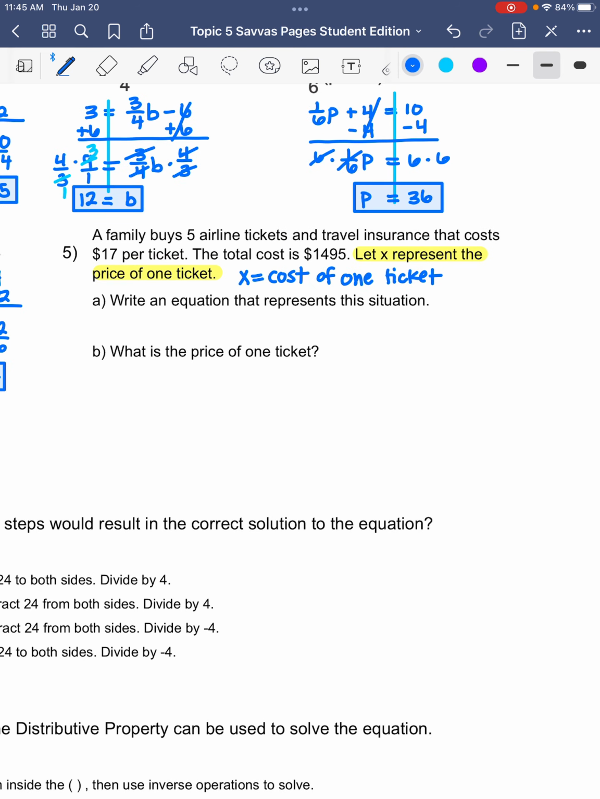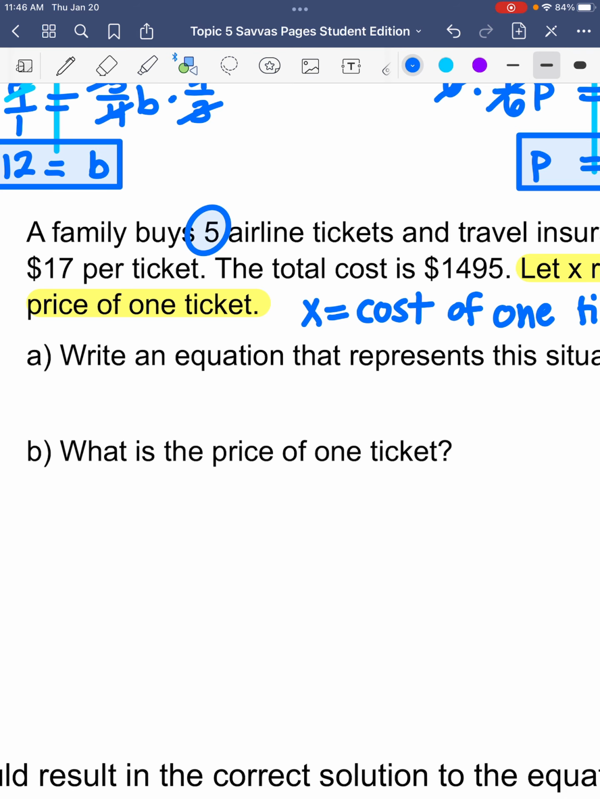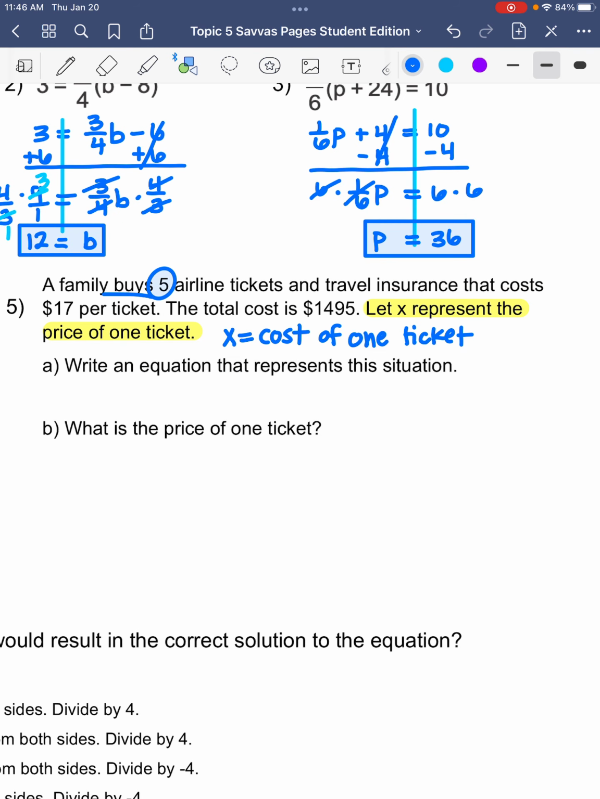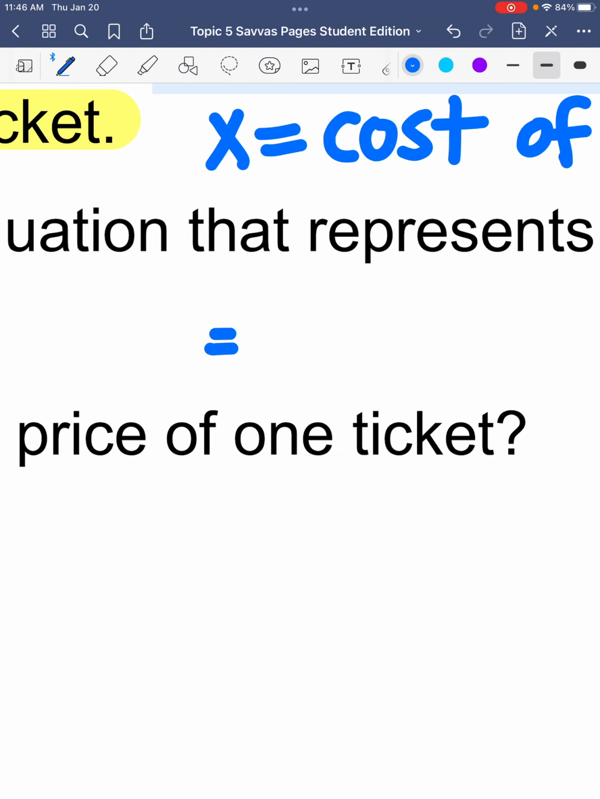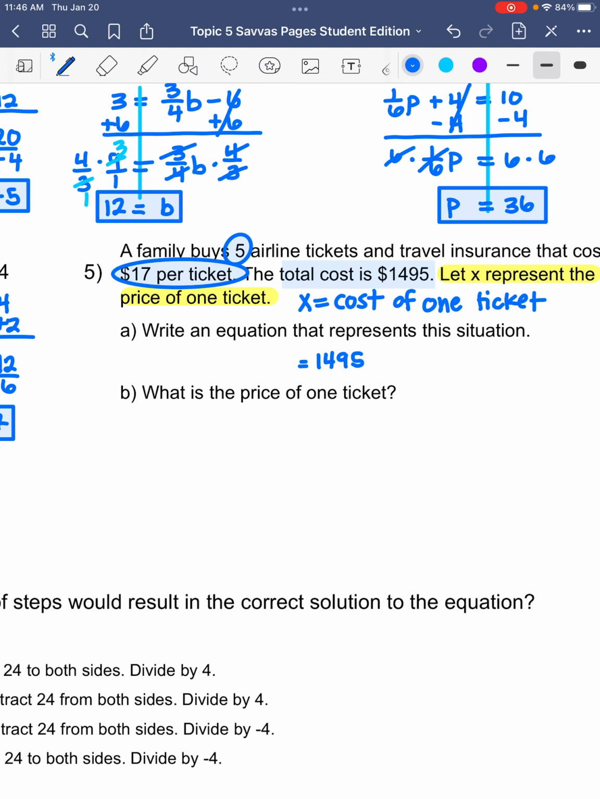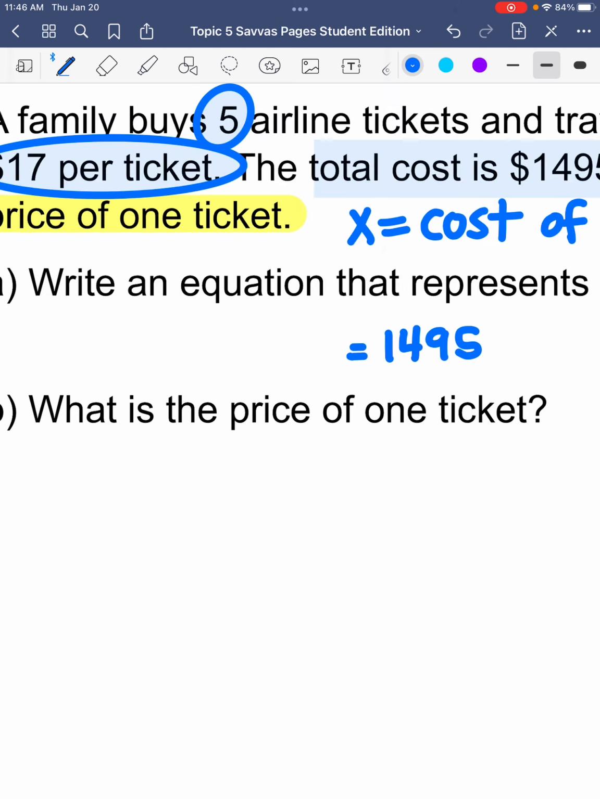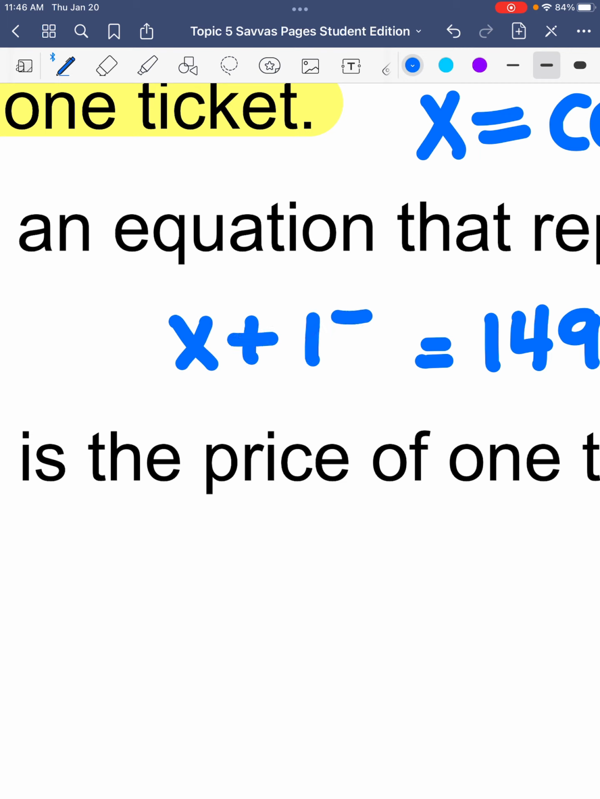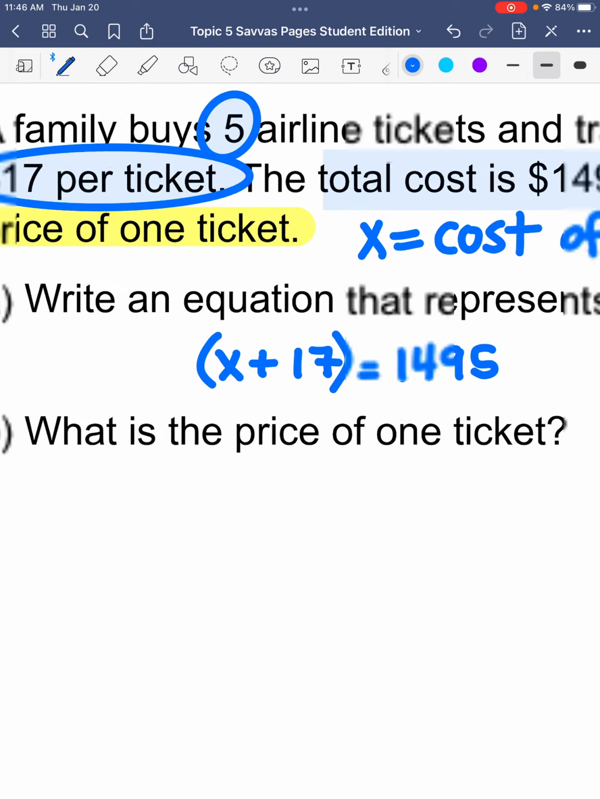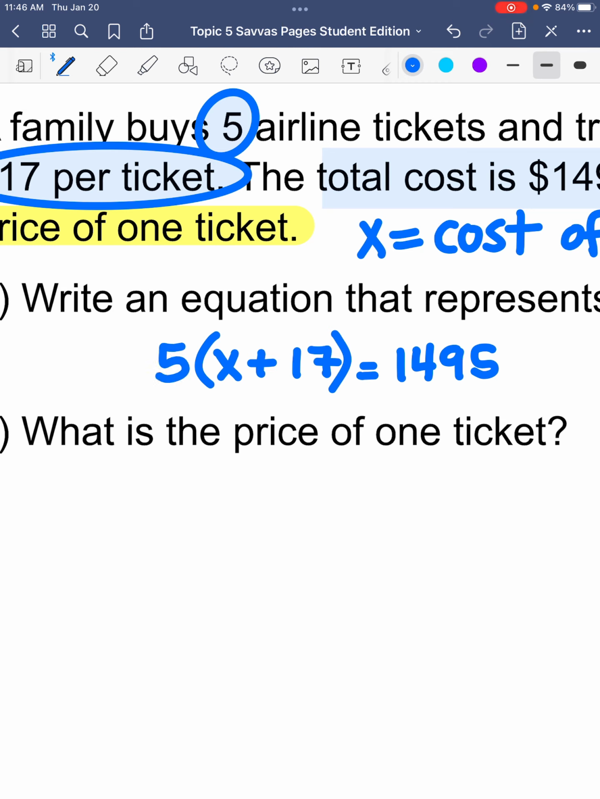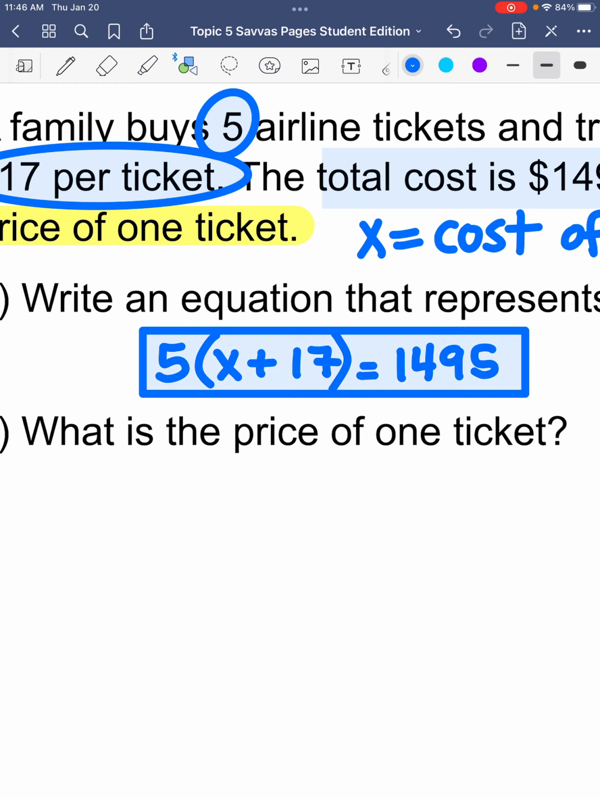Okay, now how many tickets do they buy? They buy 5 tickets. Okay. They also buy insurance that costs $17 per ticket, and the total cost is $1,495. Okay, so I like to identify the total because that always comes after my equal sign. So I can go ahead and write equals $1,495. Now on the other side, I know that for one person, they're paying for the ticket, but they're also paying $17 for insurance. That's just for one person. How many times do they do that? Well, we already identified that they do it 5 times because they buy 5 tickets. So I'm going to multiply X plus 17 times 5. So this right here is the equation that we're going to use to represent this situation.